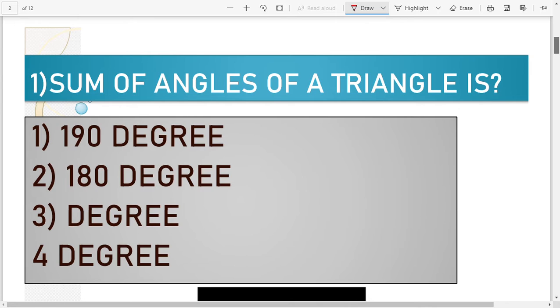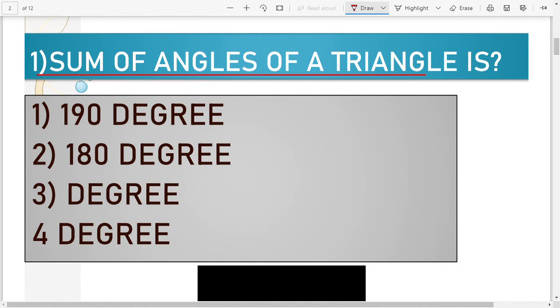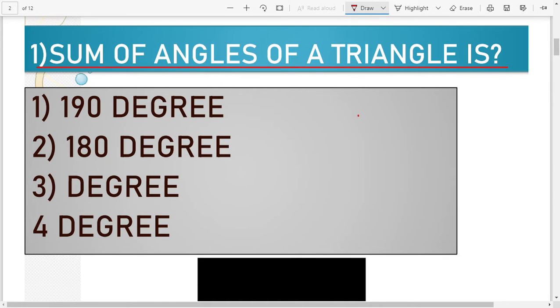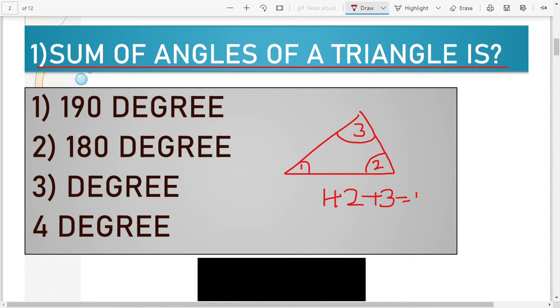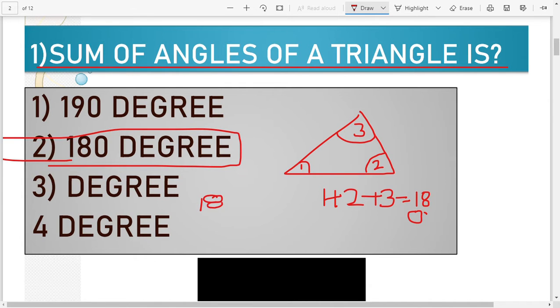Moving to the first question: the sum of angles of a triangle is, what is the sum of angles of a triangle? See, this is a triangle and it has three angles, 1, 2, and 3. So angle 1 plus angle 2 plus angle 3 will always make 180 degrees. So option 2 is the right answer. 180 degree angle they make.